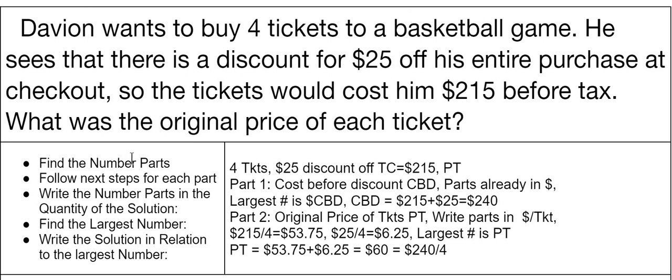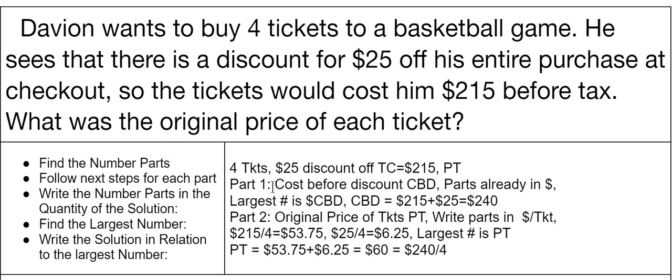So again, let's find the number parts. We have 4 tickets. We have a $25 discount off. And we have the total cost equals $215. And so what we want to know is how much he paid for each ticket. And so again, breaking this down into 2 parts.